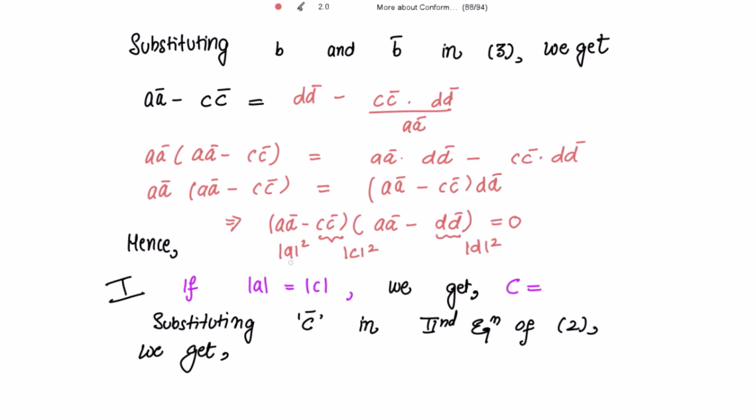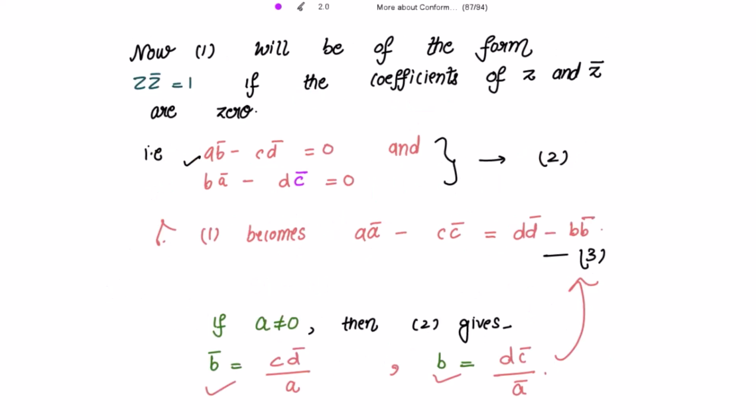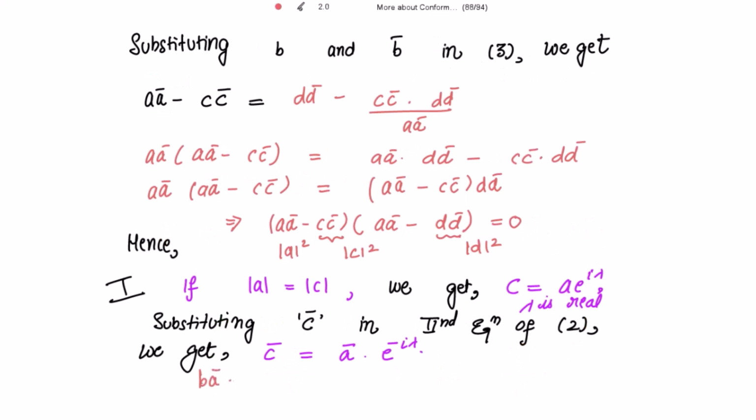What happens if |a| is equal to |c|? If |a| = |c|, we write c as a·e^{iλ}, where λ is real. From here I can get the value of c̄ as ā·e^{−iλ}. Then I put this value of c̄ in the second equation of the set of equations 2: bā − dc̄, where c̄ is ā·e^{−iλ}, equal to 0.